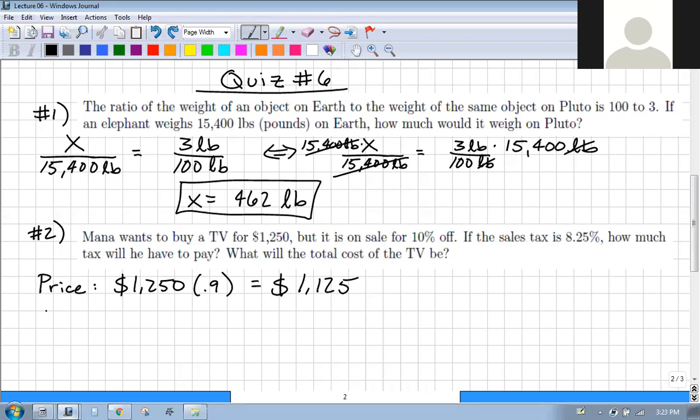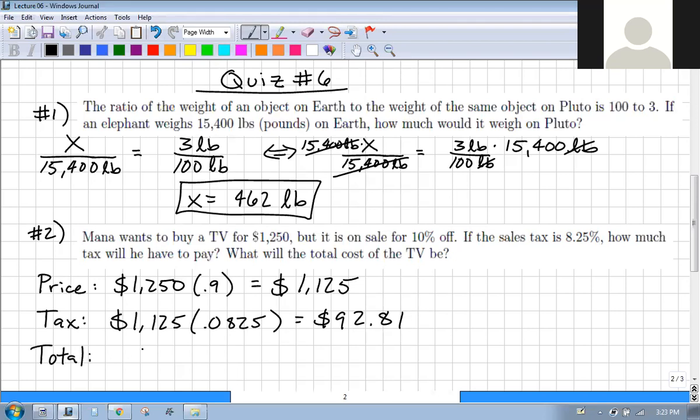So our tax now, we have our 1,125. Since this is our tax percent, we need to multiply it by 0.0825. So it's 0.0825, which gives us $92.81, rounding to the closest cent.